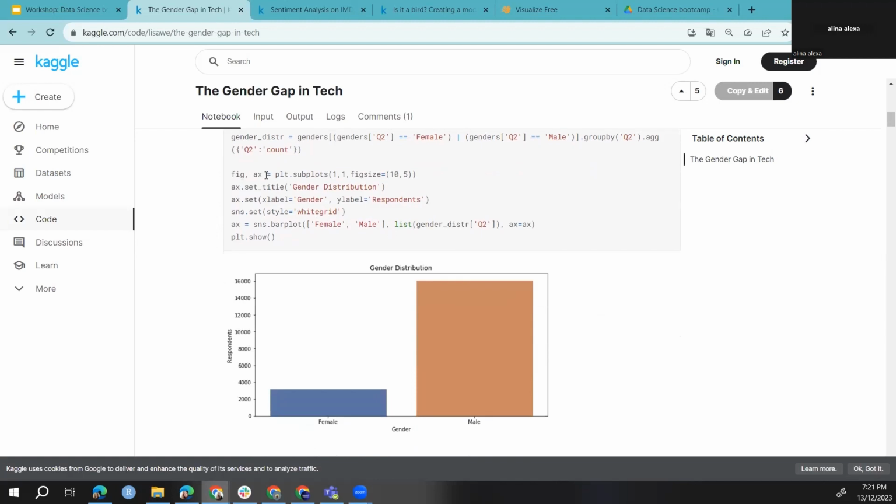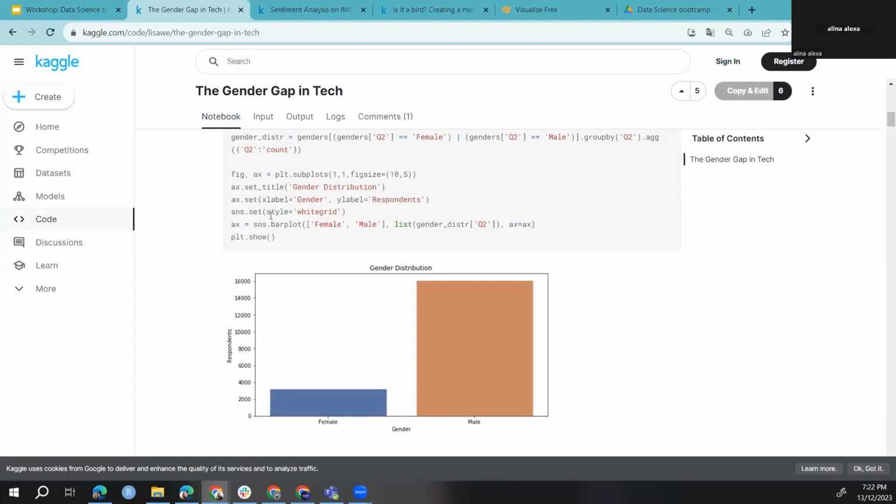And then all of this is to create the actual bar charts. So I'm saying that this is going to be a figure called AX, and it's plots, PLT, it's a package of Python to make plots. And I'm making a subplot. And in here, I will put a title. So I want to set the title to be gender distribution. And in here, I want to make the labels gender and respondents. So you see, the title is here, gender is here, respondents is here.